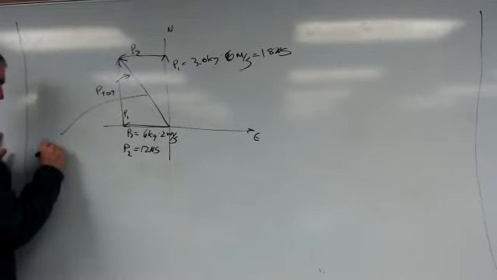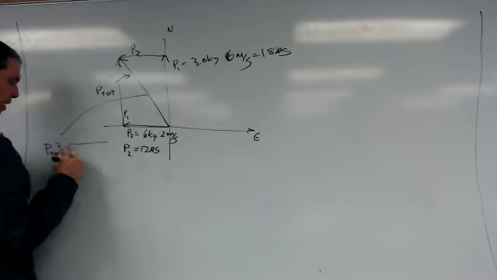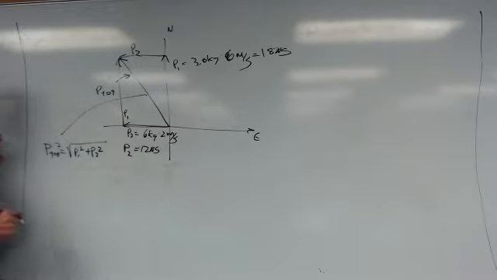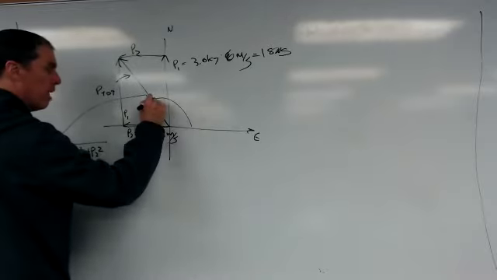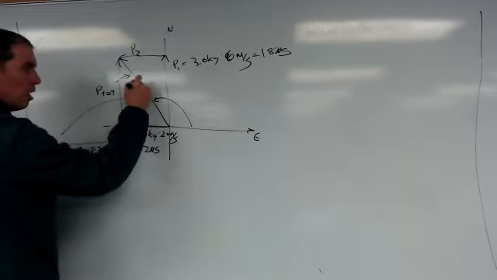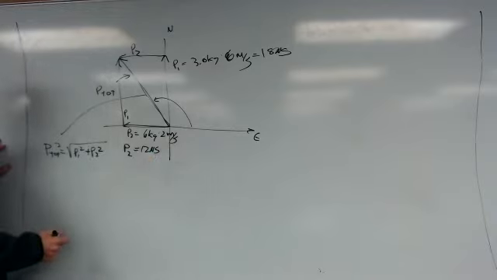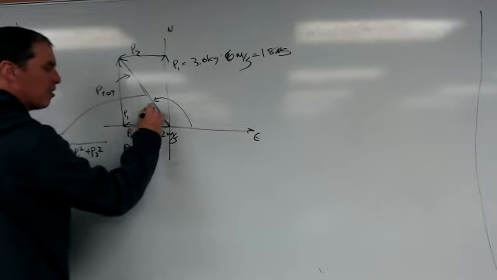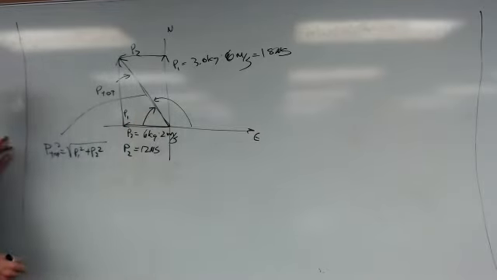In either case, I get P total is equal to the square root of P1 squared plus P2 squared. And what they're asking me for is that angle. That's what this question is asking me: what's the angle from due east of the total momentum? And I can do that by instead calculating this angle and subtracting it from 180.